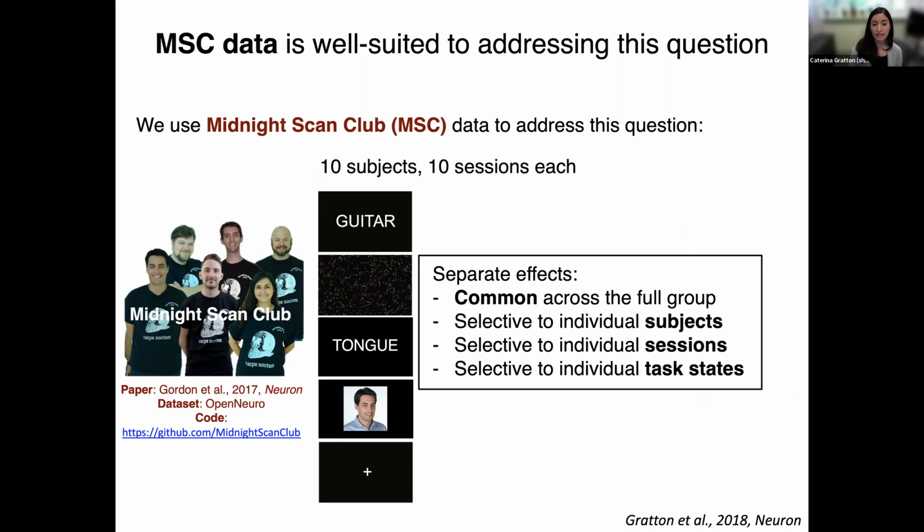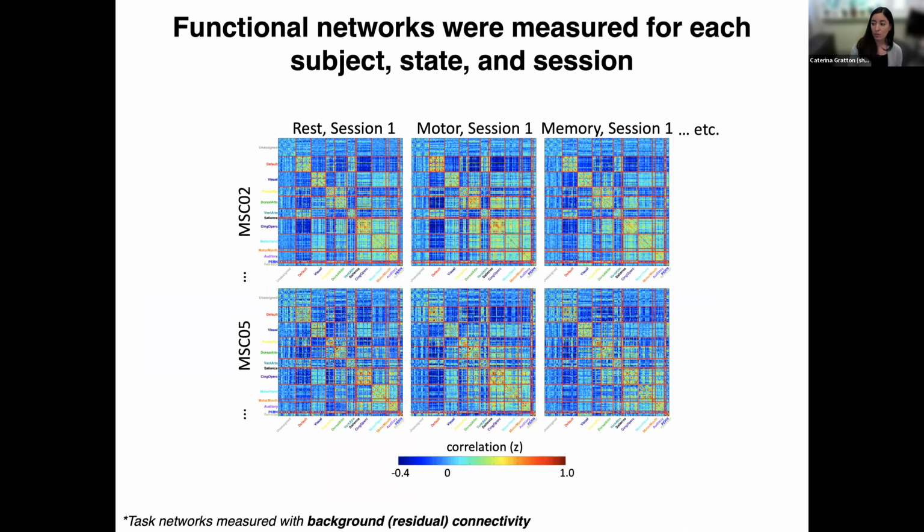So this design allows us now to look for factors that were either common across this full group of data sets or selective to individual people, to individual sessions, or to individual task states. So for this experiment, we measured these correlation matrices or connectomes separately from each person, each day, and each task state. Each row here just shows you a couple examples of the high quality data sets that we obtained from these participants.